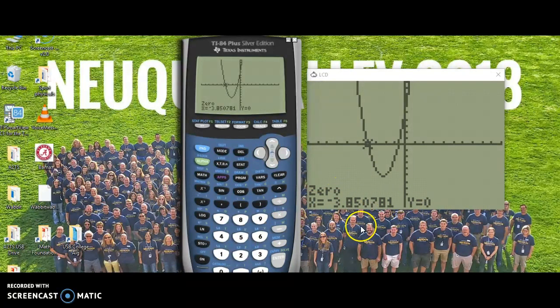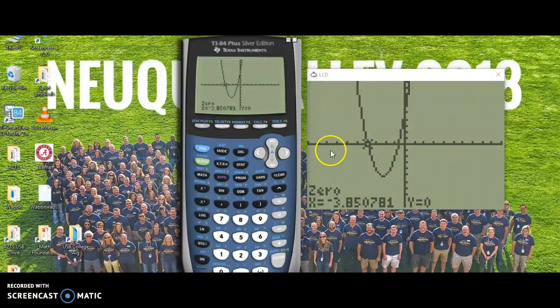Now, one advantage, and possibly the only advantage, don't tell TI I said that, this calculator has over Desmos, all hail Lord Desmos, is that this one gives you more than 3 decimal places. On a quiz or test we probably won't ask you for that many, but this one is slightly more exact.